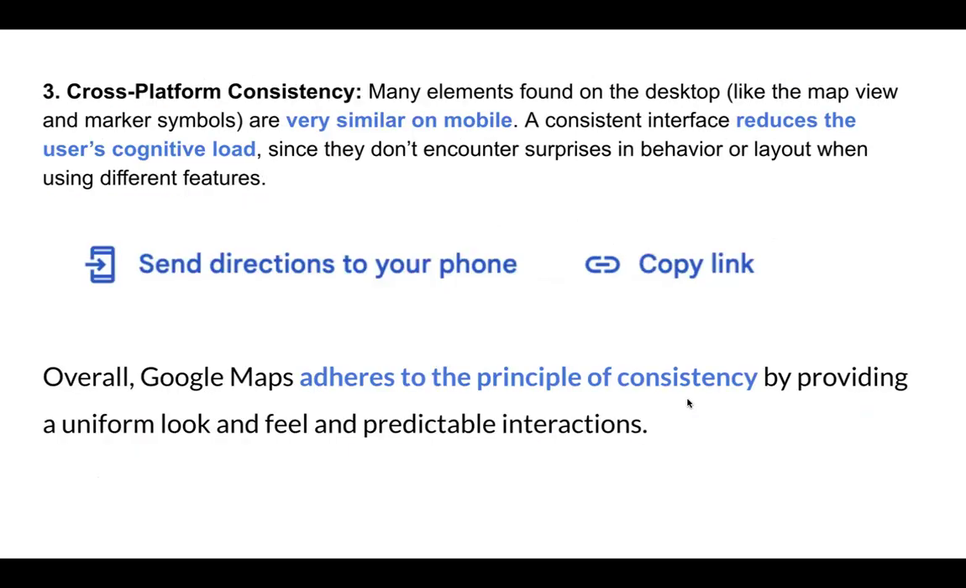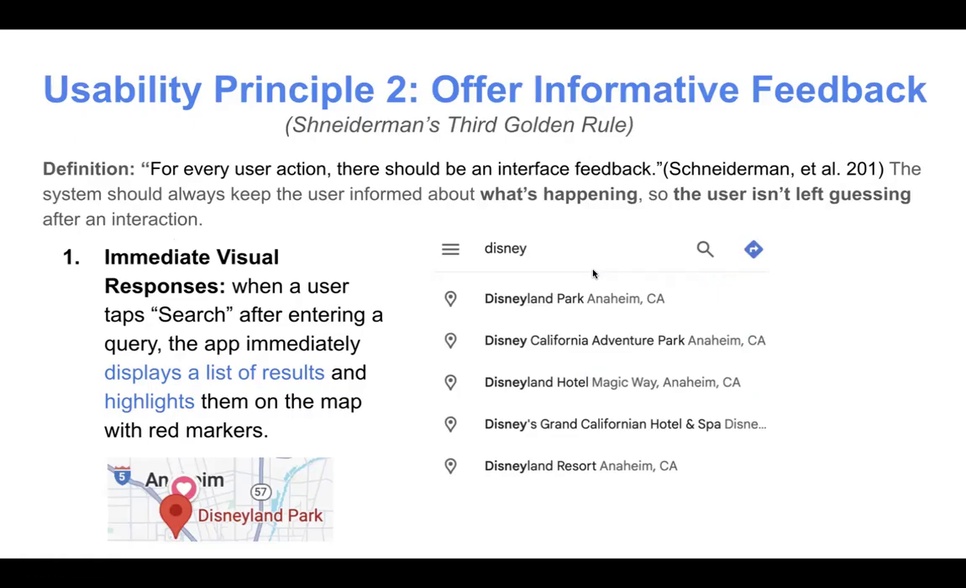Third, many elements found on the desktop are very similar on mobile. This internal consistency within the app and external consistency with other Google products helps users transfer their knowledge. Like, it can send directions to my phone, or copy a link and send it, and I can open it on my phone.